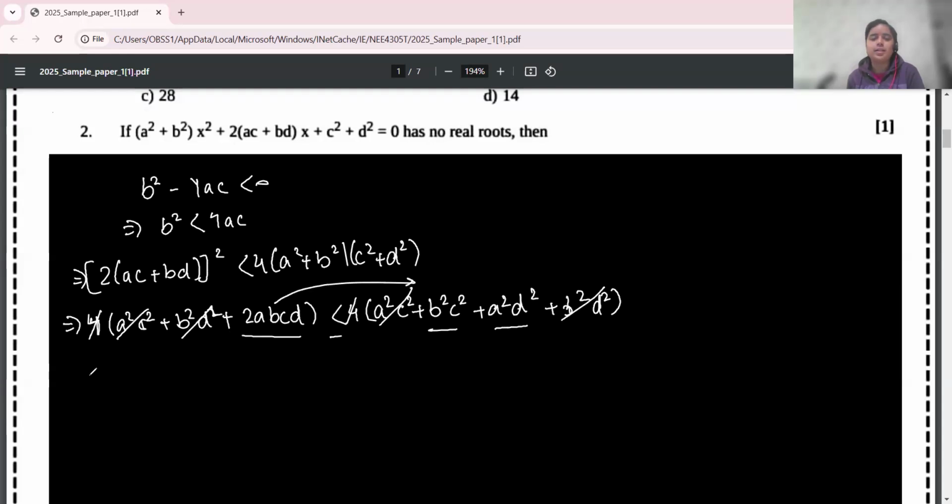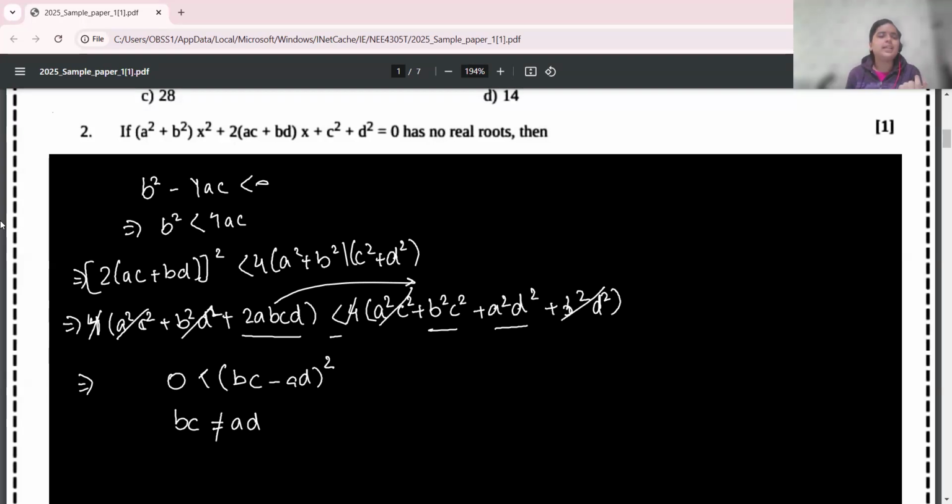Taking this 2abcd to the other side, we get the formula for the whole square of (bc minus ad) squared. What this implies is that bc minus ad is either a positive number or a negative number. It is not zero. So in both cases, we can effectively say that bc is not equal to ad no matter what. If bc is greater than ad, then bc minus ad is a positive number, and its square becomes greater than zero. If bc is less than ad, then bc minus ad becomes a negative number, but again its square becomes a positive number, so it's greater than zero.